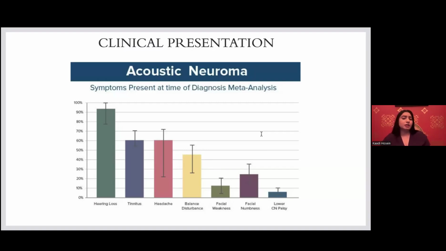And as we said, the unilateral asymmetrical hearing loss is overwhelmingly the most common symptom, generally leading to diagnosis. And therefore, all patients with sudden sensorineural hearing loss should be imaged for workup for these vestibular schwannomas, even if they respond to steroids or their hearing spontaneously recovers.